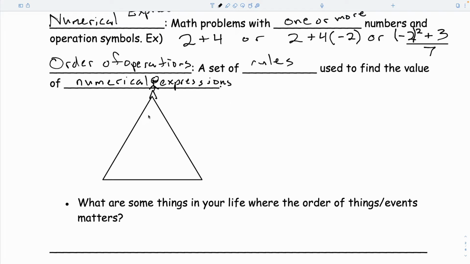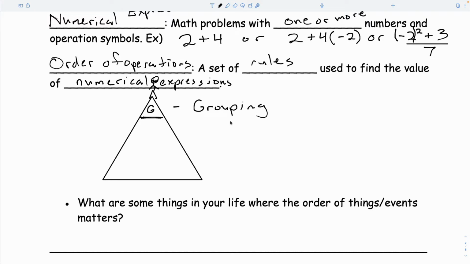You guys are used to PEMDAS. I'm going to give you a reason behind why I don't use P. So this is going to be a G. And when you have a problem that looks like this and it's super complex, not just 2 plus 4, you are going to first try to simplify any groups. You're going to do any grouping.